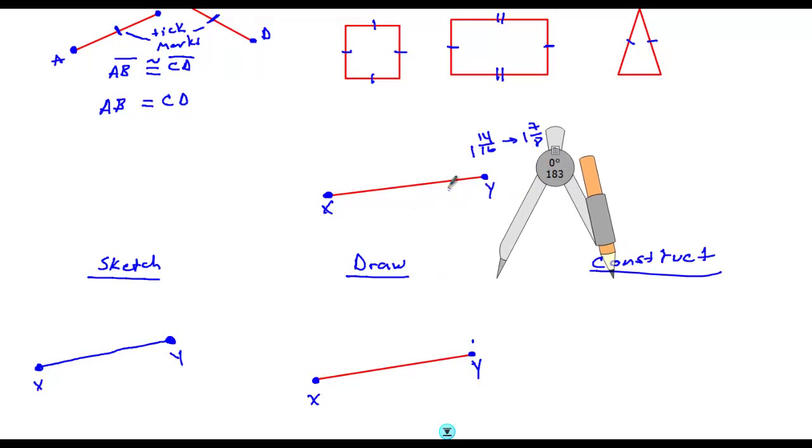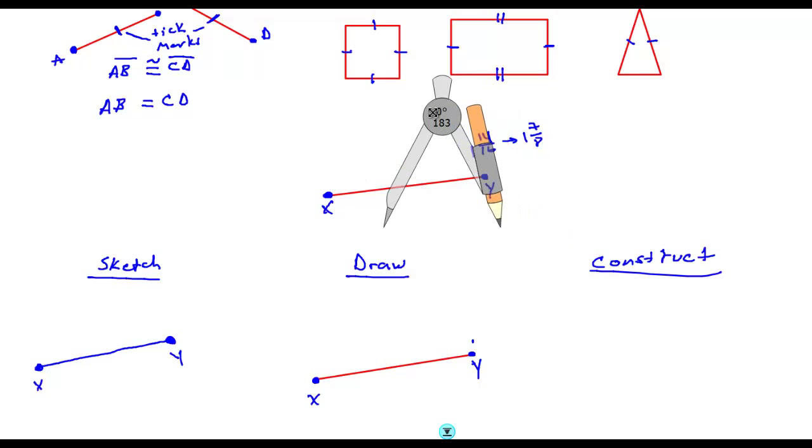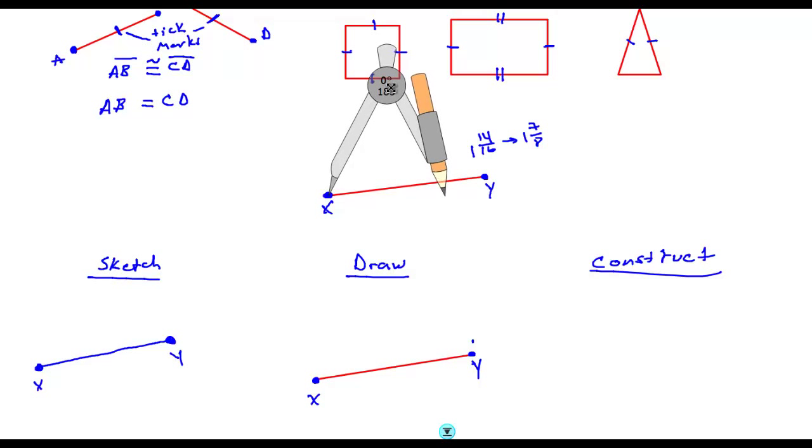Now, the way you use a compass is you always have to start at a point. So I'm going to start with the pointy part of the compass on a point. So I put it right on the point. Then I'm going to extend the compass out until it is right on the other point. Now I have the right distance here. This is exactly how long it is from X to Y.